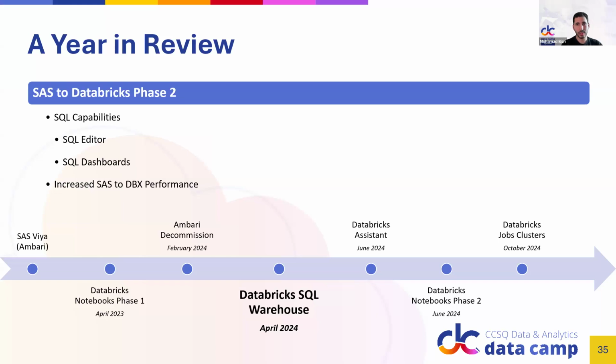Then that April, this just past April, we released the Databricks SQL Warehouse. And so that was our SAS to Databricks phase two. And this really took things to the next level. We had increased SAS to Databricks performance from what we initially had, and so things were much, much more performant coming from SAS. And more than that, we expanded the capabilities of Databricks as a whole, starting to have things like the SQL editor and SQL dashboards, functionalities and features that were much desired and requested by the user community were now available at that time. Next slide.